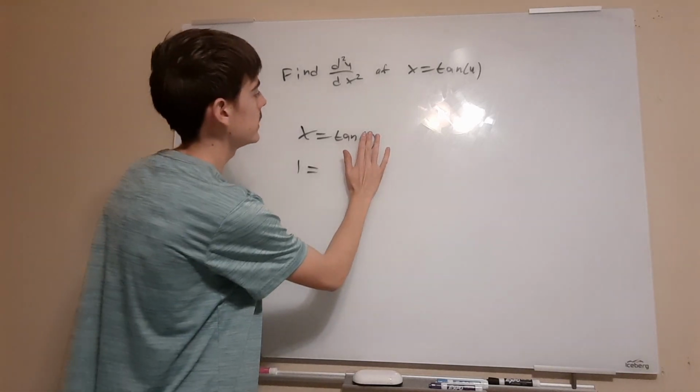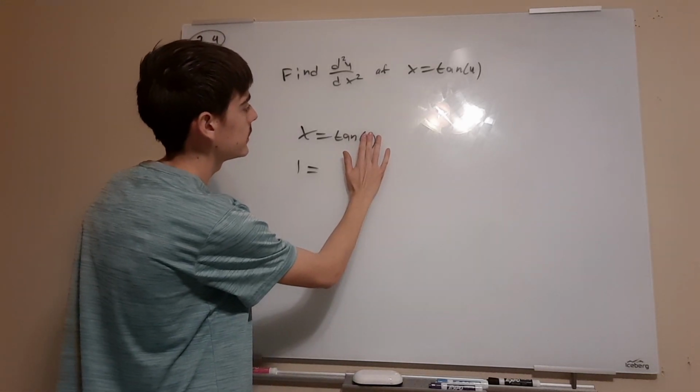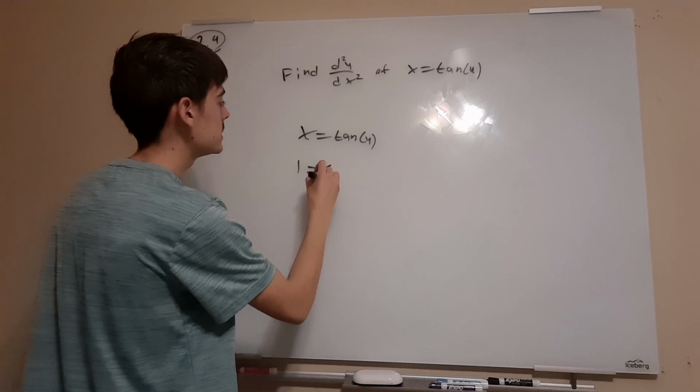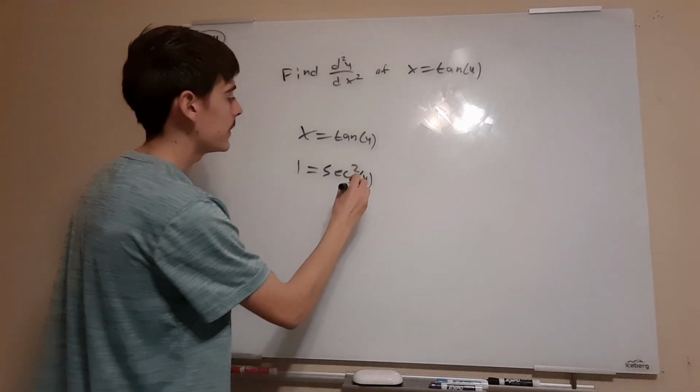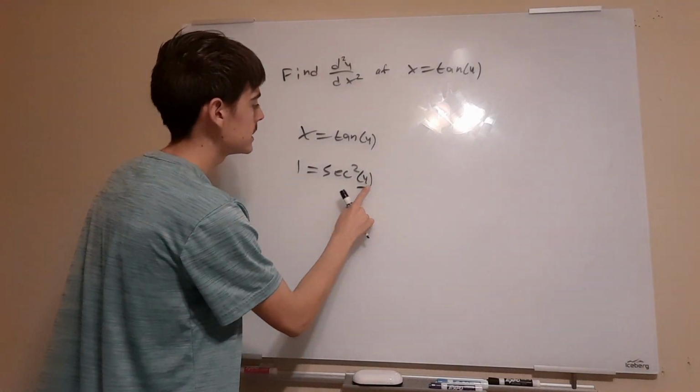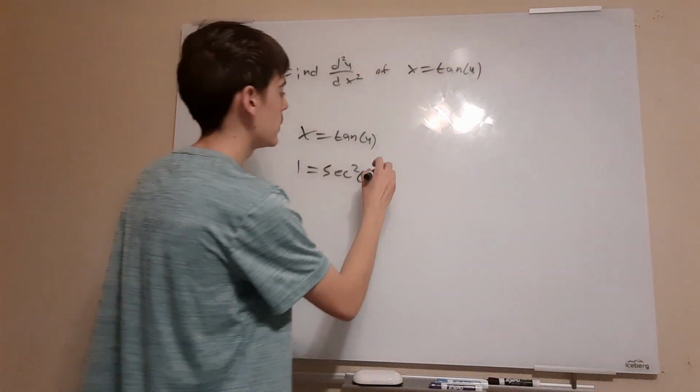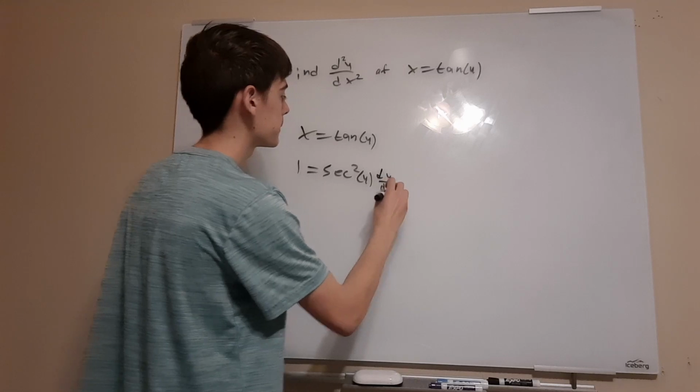So first, just treat it like trig. What's the derivative of tangent of something? It's going to be secant squared of that something. And then we have to multiply by the derivative of the inner function. In this case, the inner function is y. The derivative of y is going to be dy/dx.